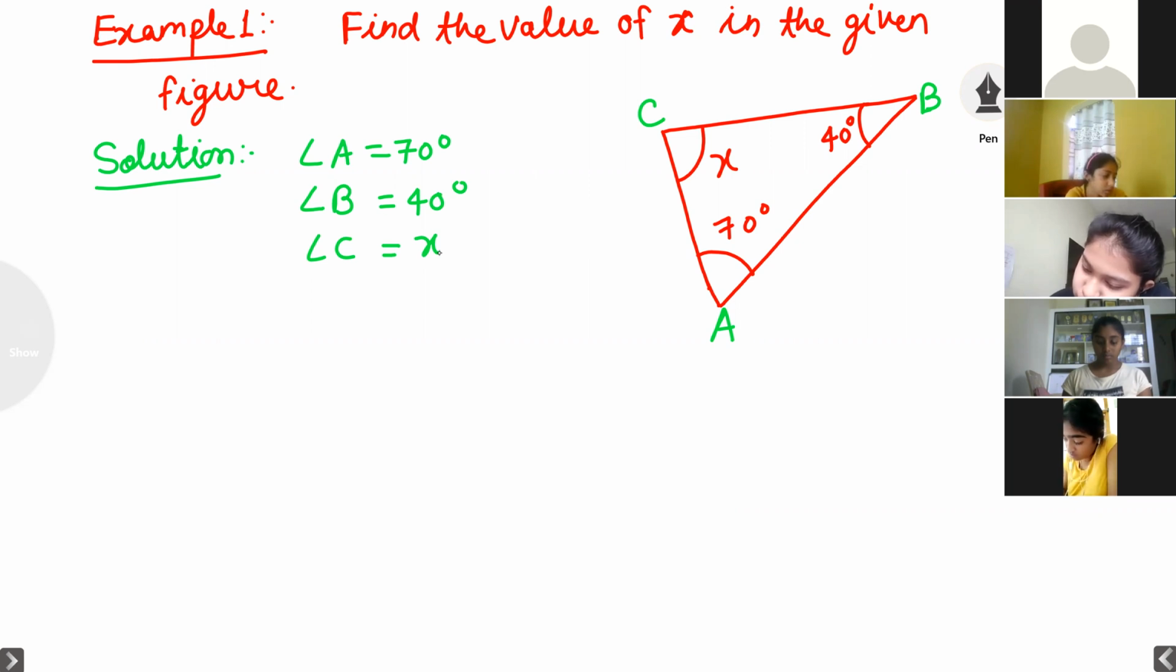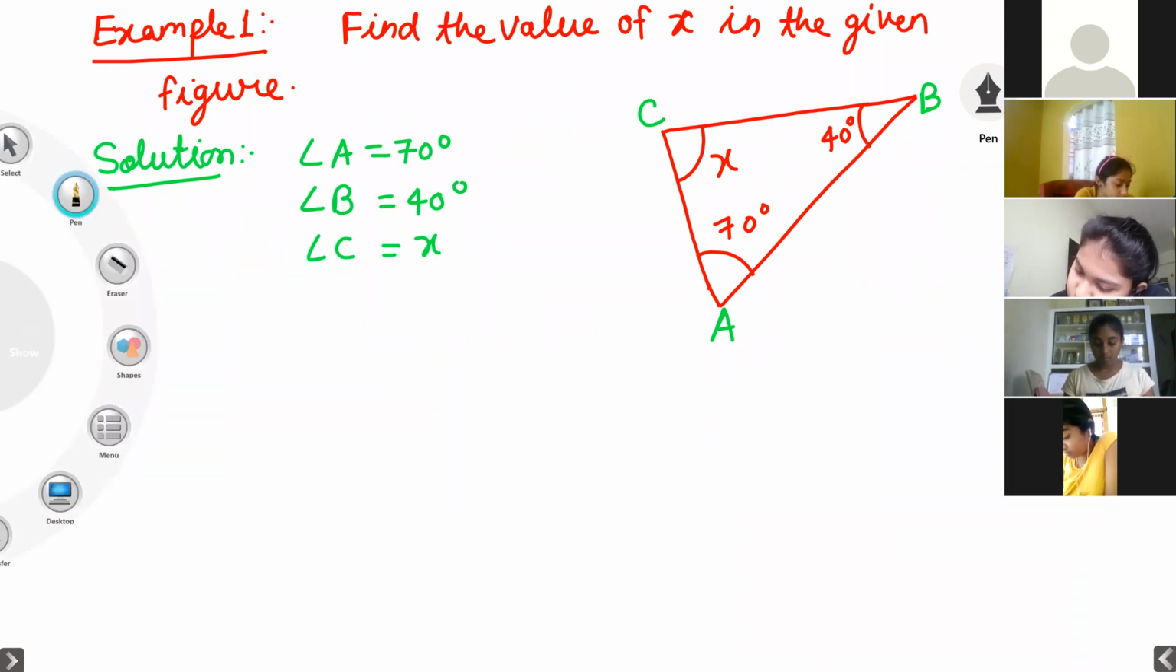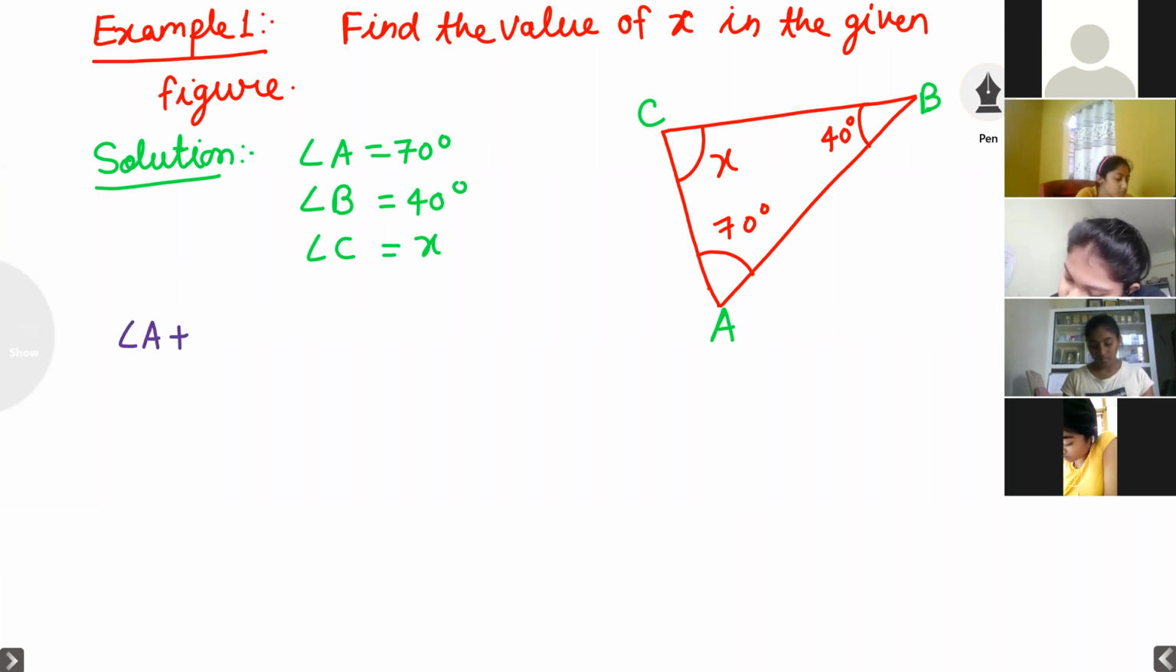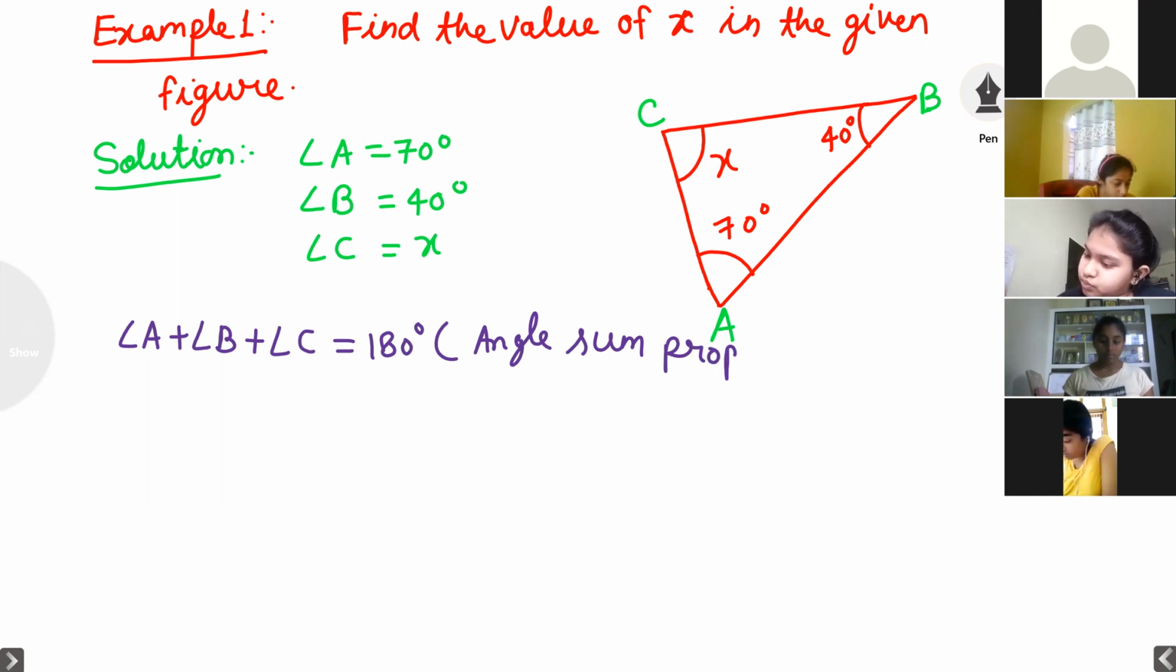Now we know the angle sum property of a triangle. The sum of all the 3 angles of a triangle is equal to 180 degrees. Means angle A plus angle B plus angle C is equal to 180 degrees. Why? Write the comments. Comments are very important. Angle sum property of a triangle.